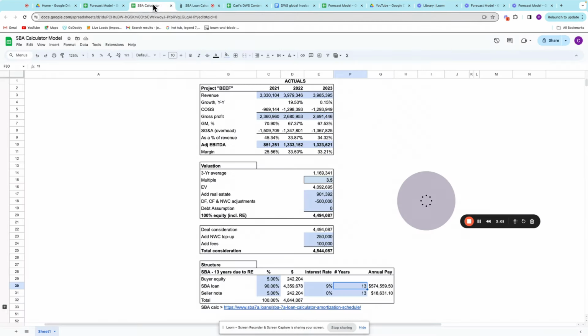And then what we can do is calculate what the debt service cover ratio is going to be, right? The debt service cover ratio is the current adjusted EBITDA, which is 1.323 million, divided by the SBA loan, which in this case is 574,559, and it's a 2.3x debt service cover ratio, which is absolutely fantastic, right? Anything north of 1.5, you are absolutely good to go. The SBA these days are looking more around 1.3, but personally, if I'm underwriting a deal, I want to see at least a 1.5 debt service cover ratio.